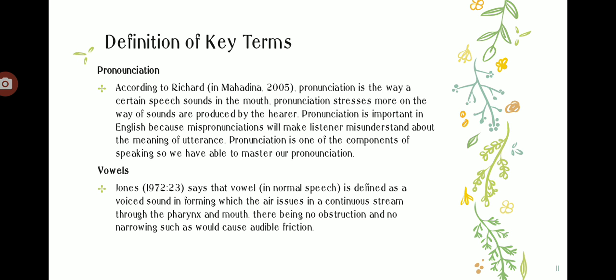And the second definition is vowels. According to Jones, vowels in normal speech are defined as a voiced sound in forming which the air issues in a continuous stream through the pharynx and mouth, there being no obstruction and no narrowing, such as would cause audible friction.